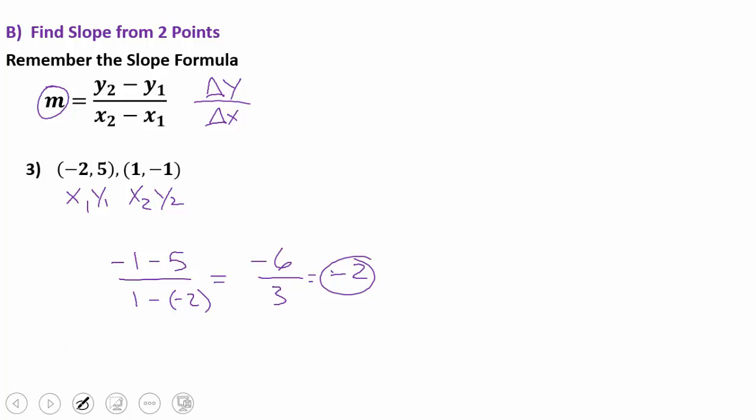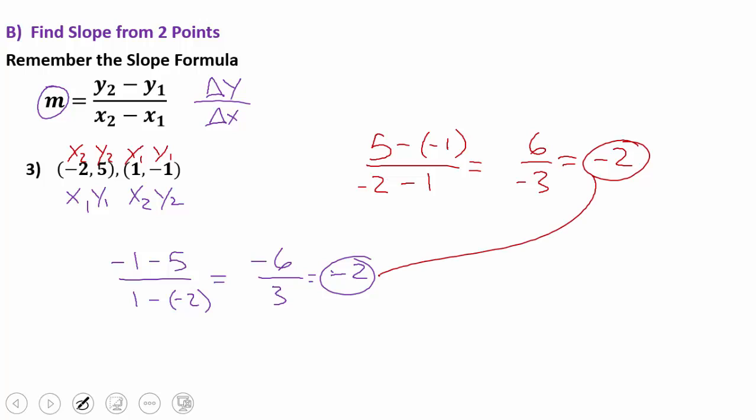Okay? I can do it the other way. I can change and say that this is x2, y2, x1, y1. And when I subtract that way, y2 now becomes 5 minus y1, which is -1, over x2, which is -2, minus x1, which now becomes 1. And so now what we get is 6 over -3, which once again simplifies to -2. So it matters not which one of these points is point 1 and which one is point 2. If you follow the slope formula, you will get the slope.